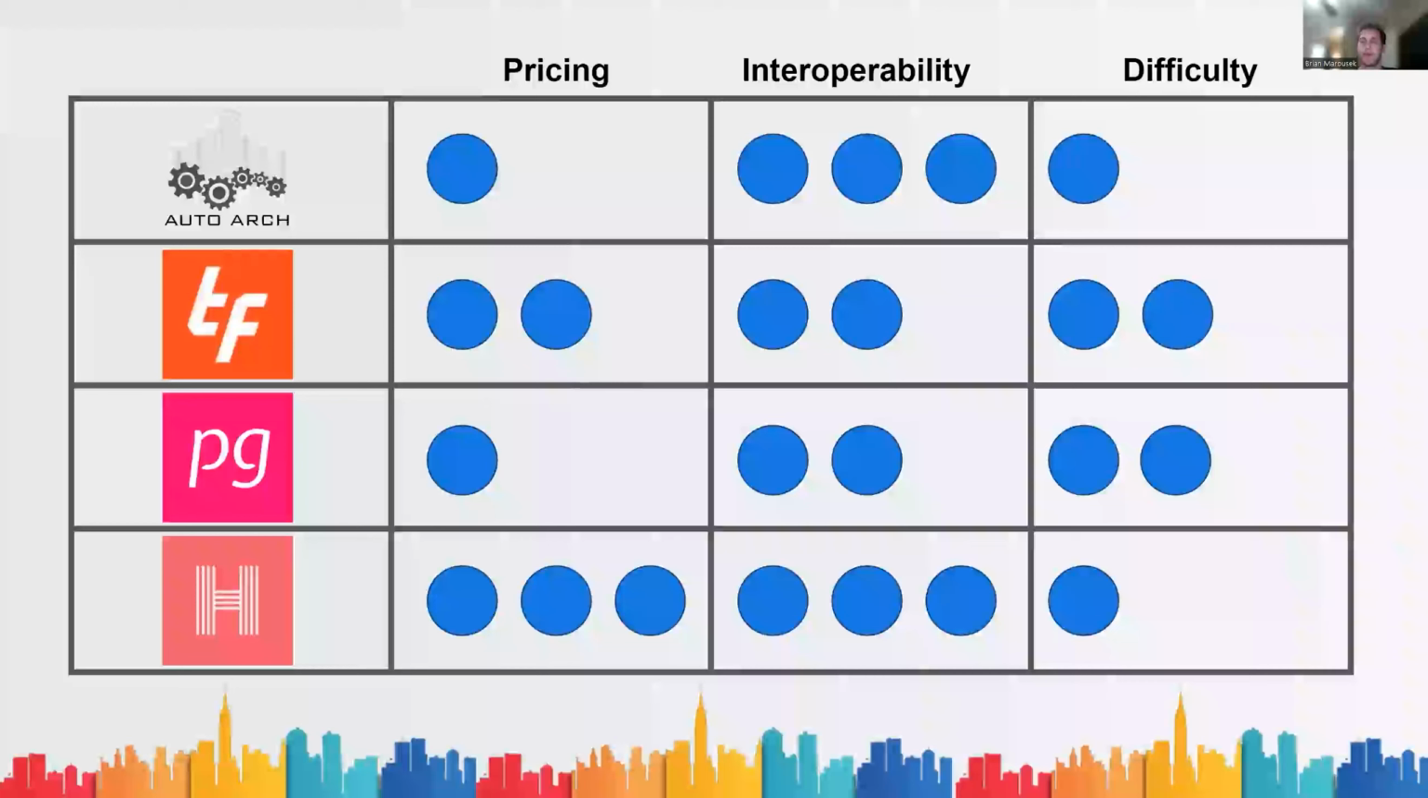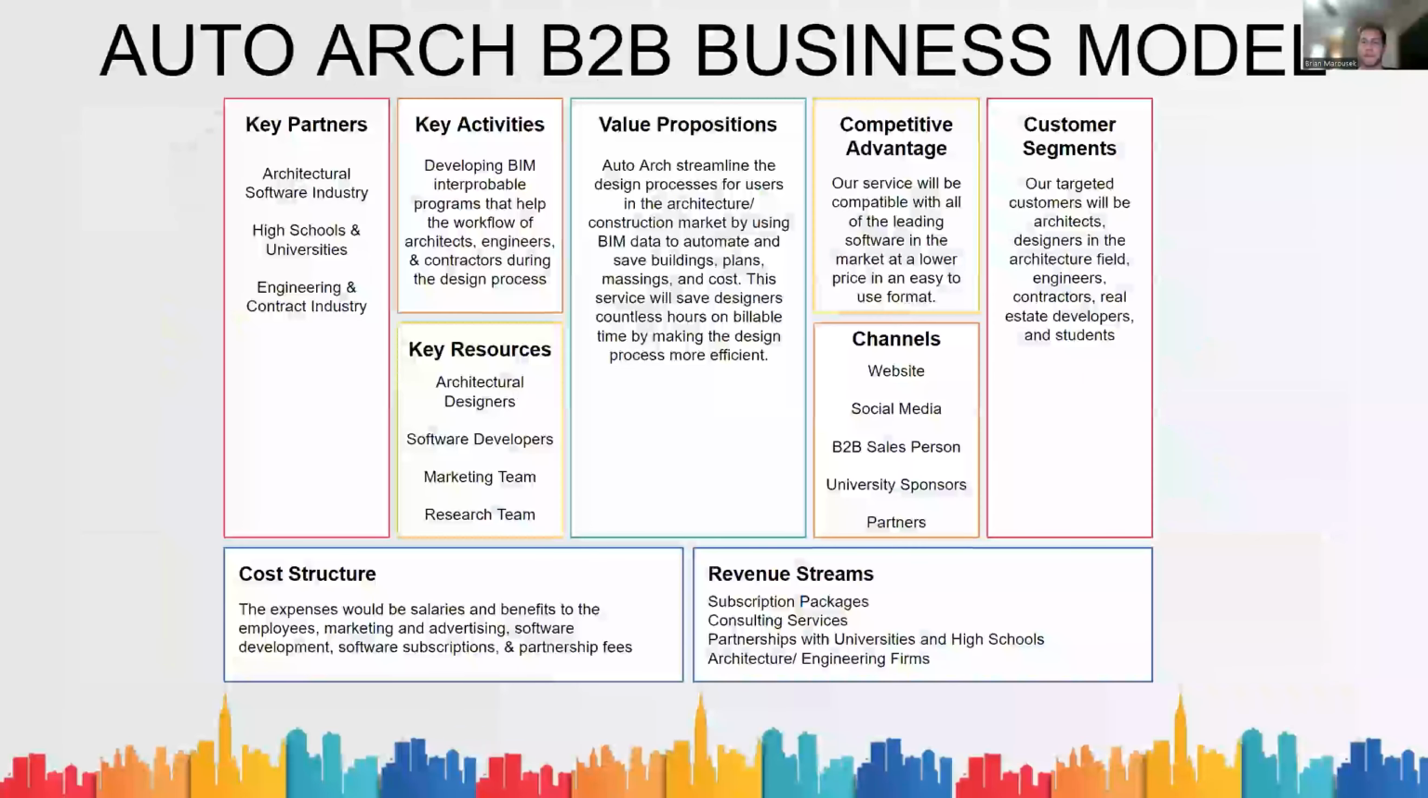It will be a software package that can either use data from existing architecture software or create its own that can be exported successfully. The business model will be business to business. The key partners would be the architectural software industry, high schools and universities, and the engineering and construction industry. Our targeted customers would be people within this industry who will be exposed to us via website, social media, and a door-to-door salesman.